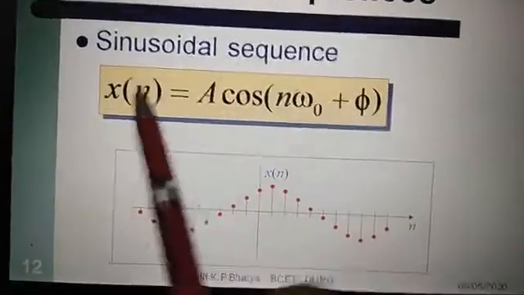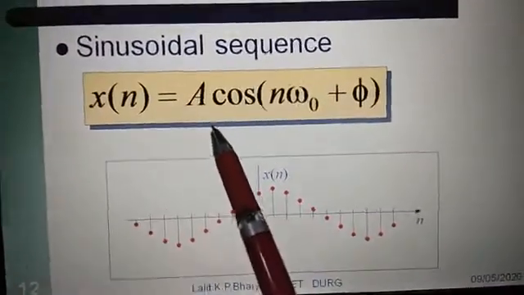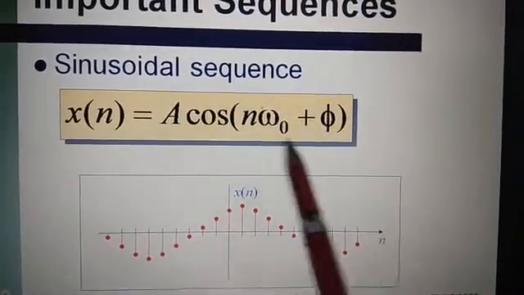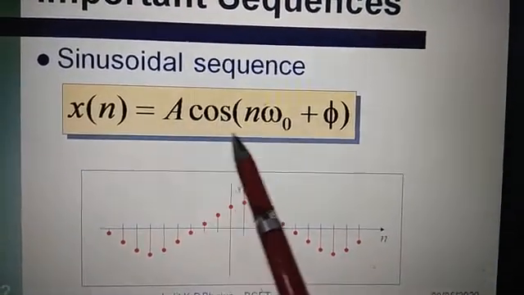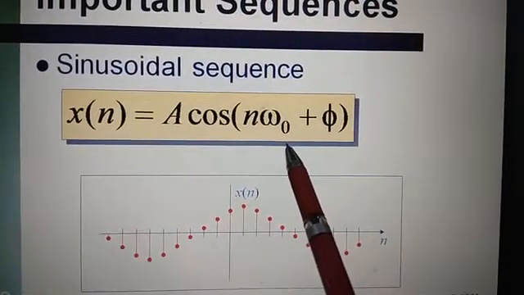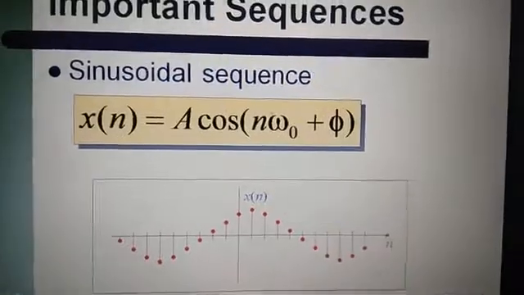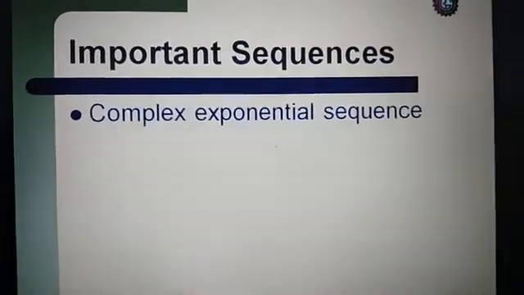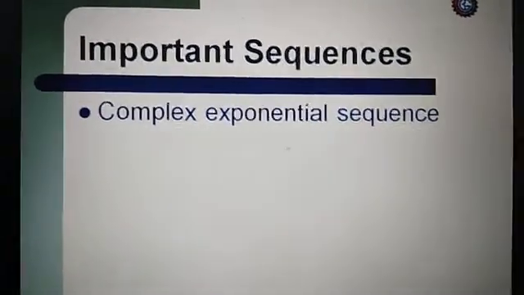This is represented by x of n is equal to A cos of (n omega 0 plus phi), where A is the amplitude, n is the discrete time, omega 0 is the frequency, and phi is the phase angle. This phase angle phi can be represented with this sinusoidal signal.